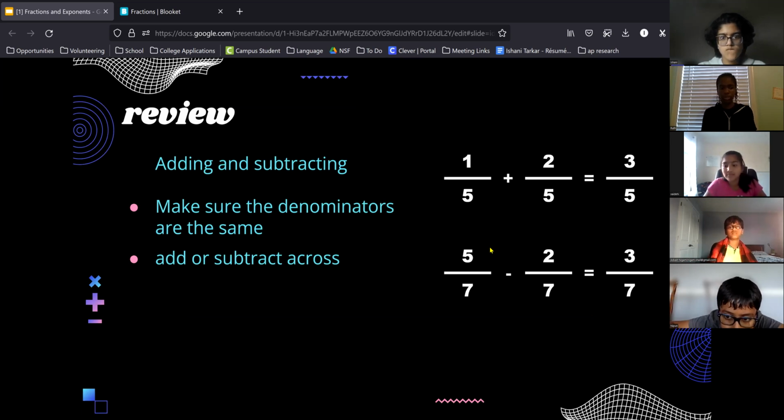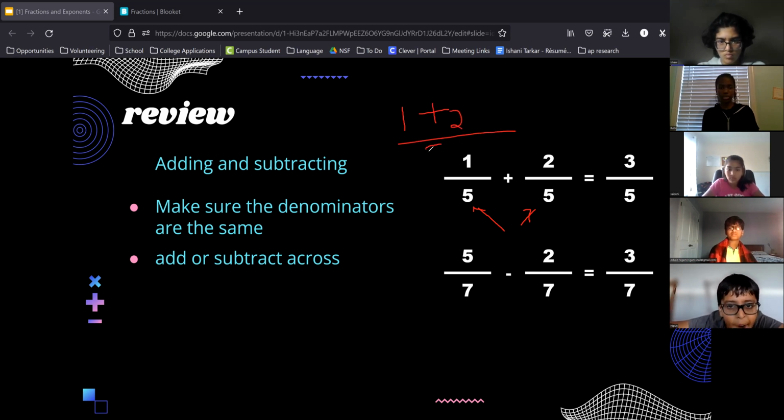So we can also do some operations with fractions. First, we have adding and subtracting. For these, you have to make sure the denominators are the same. Then you can just add or subtract across, like the examples show, where 1 over 5 plus 2 over 5 equals 3 over 5, because the 5s are the same, so you don't have to do anything to them. You just add 1 plus 2.